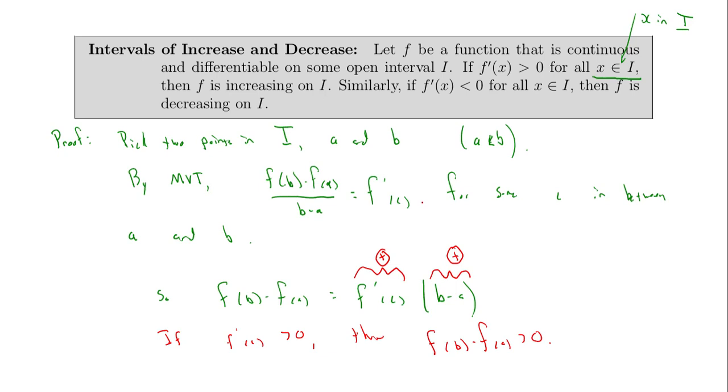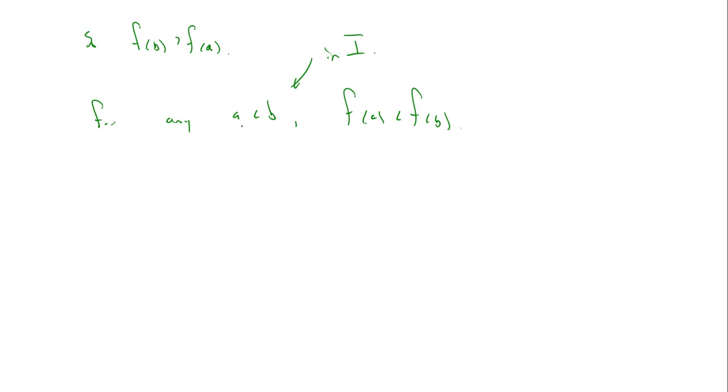Now, why is that helpful? That's helpful because then what we can say is that f of b is bigger than f of a. So what we've done is said for any a less than b, f of a is less than f of b. And this I probably should say in I. So for any pair of x values where one of them is bigger than the other, the corresponding y values have the same ordering. This is literally the definition of increasing.